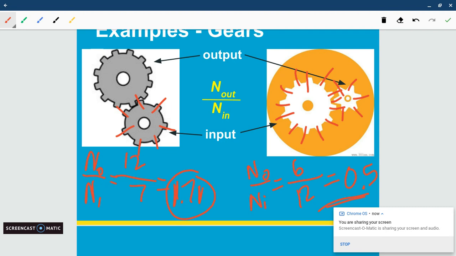And now sometimes you want that and sometimes you don't, but that would be what's happening when you have this mechanical advantage of less than 1. And that's it for gears and pulleys.